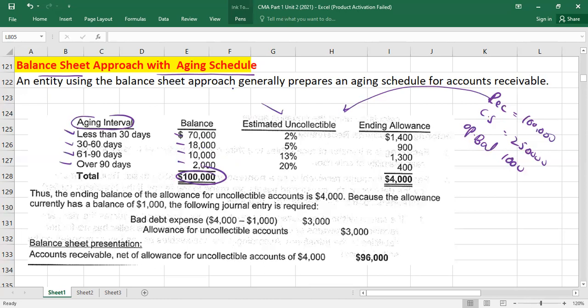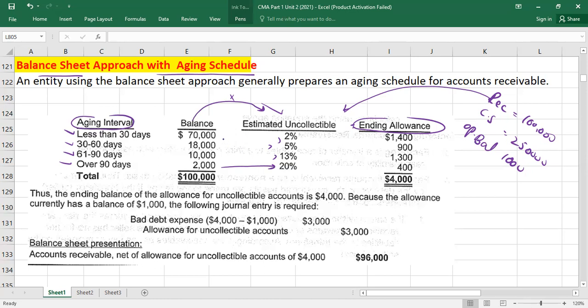Now, this information will also be provided in the question: estimated uncollectible percentages for each category. For example, for the first category, our uncollectible percentage is 2%. For the second category, it is 5%. For the third category, it is 13%. For the fourth category, it is 20%. What do you have to do? Simply, you have to take each category balance and multiply it with the estimated uncollectible percentage. And what you will get here is the ending allowance, because whenever you apply percentages on receivables, you are getting the ending allowance. Clear?